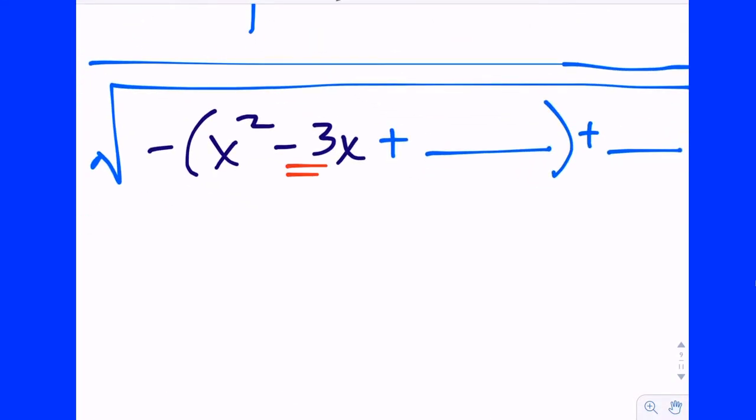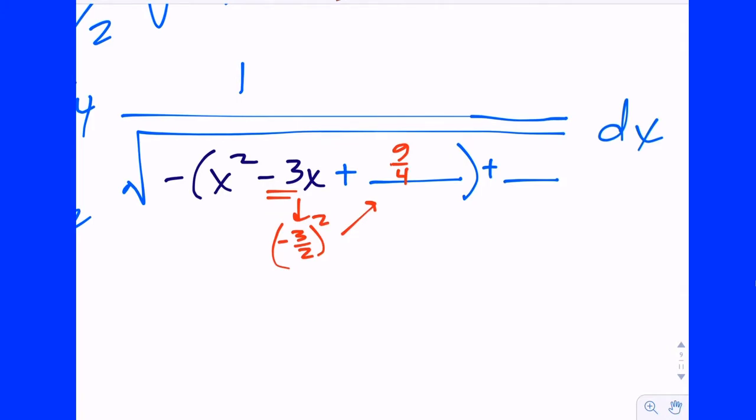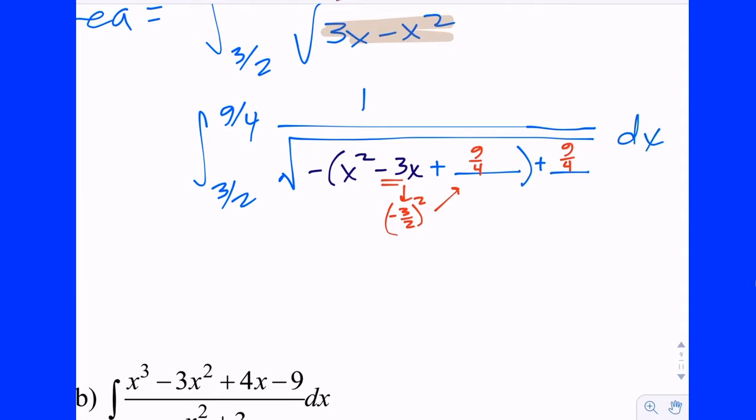What's half of negative 3? Negative 3 halves. And then you square that to get 9/4. Now, did we really just add a 9/4 in the denominator under the radical? No, we added really a negative 9/4 when you distribute. So we need to have the opposite of negative 9/4, which is positive 9/4.